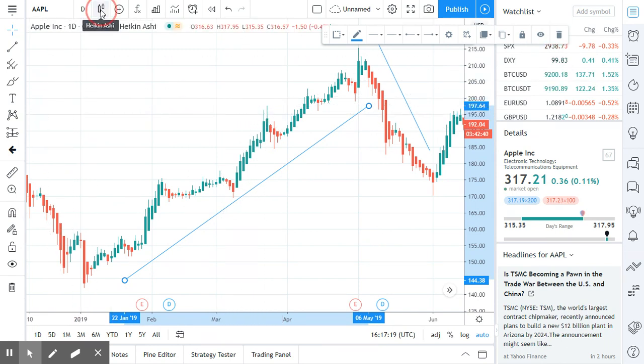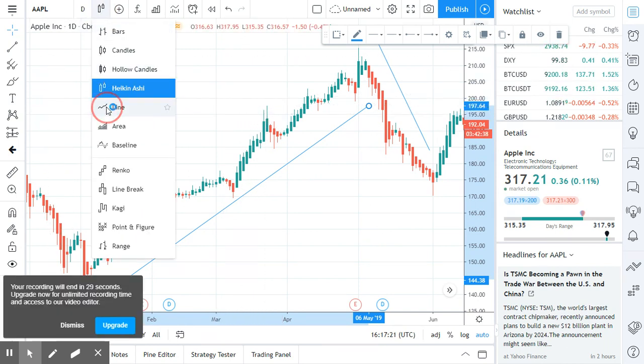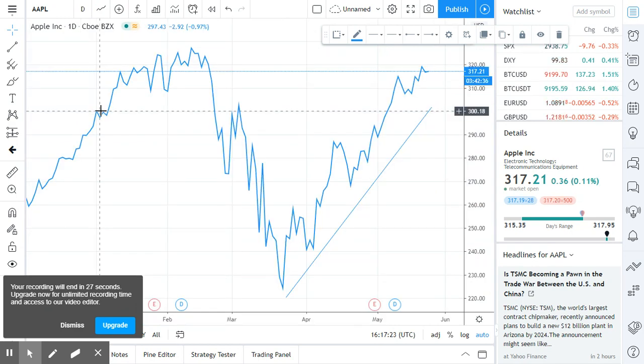The other chart type is lines. I don't know if there's someone who uses lines. They're not making sense.